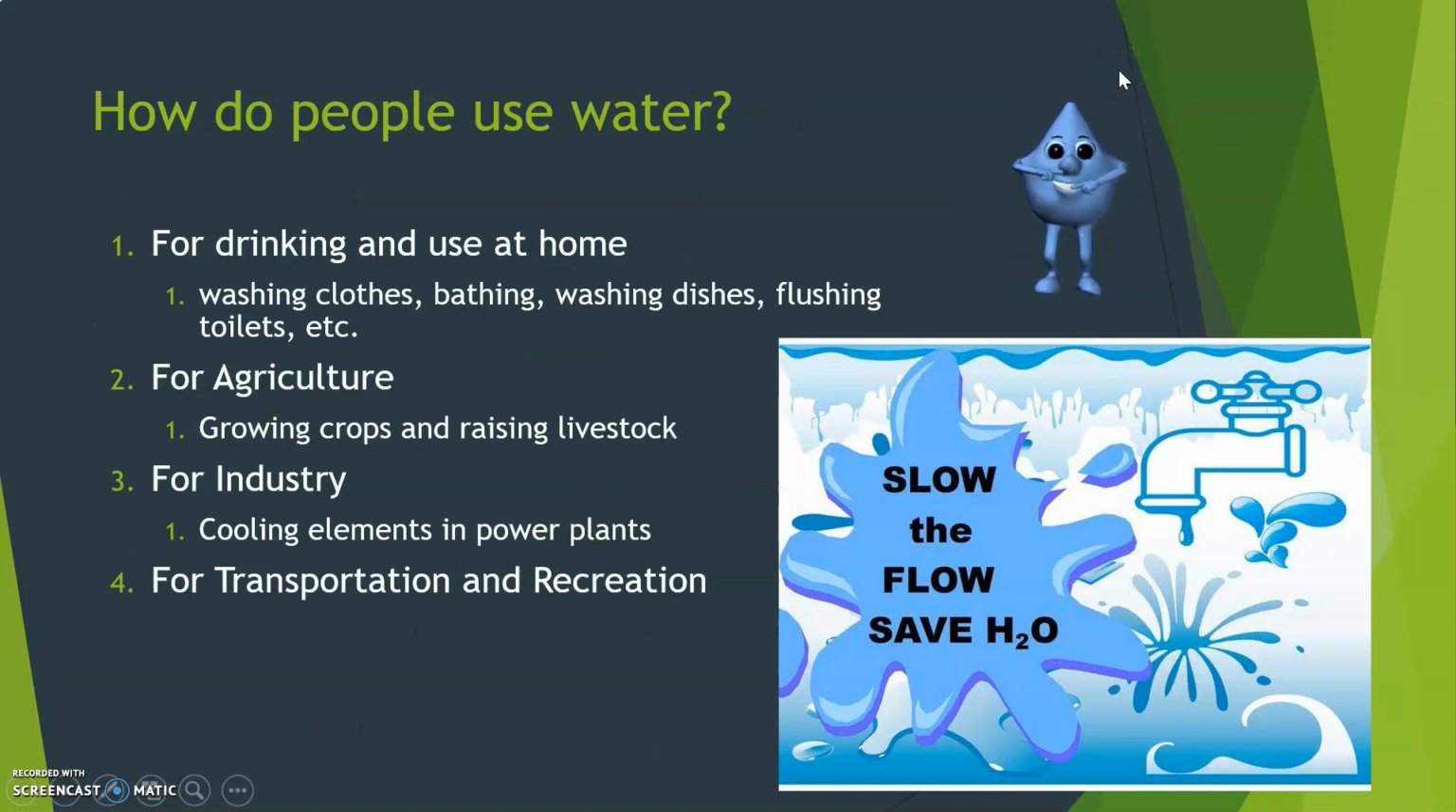So people can use water for several things. They use it for drinking and using things at home, such as washing clothes, bathing, showering, washing dishes, flushing toilets, etc. You can also use it in industry and agriculture, things like cooling elements in power plants, growing crops, raising livestock, feeding the animals, etc. And then, of course, for transportation and for fun, for recreation.